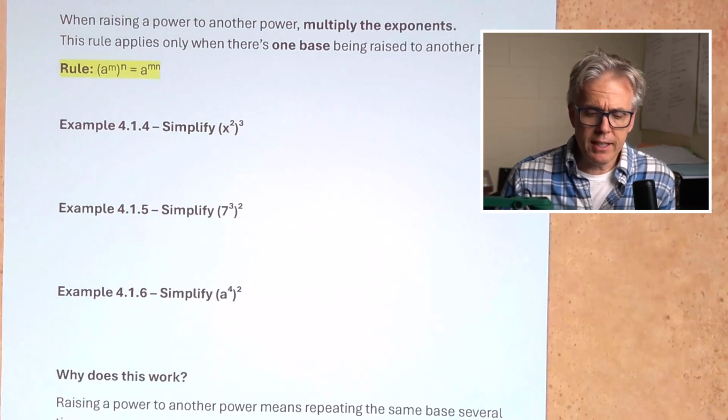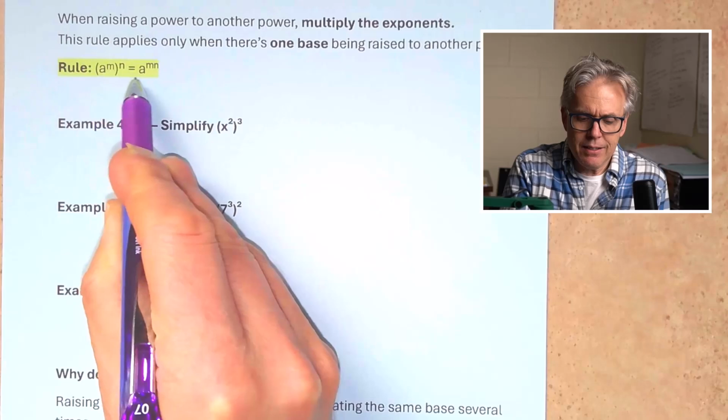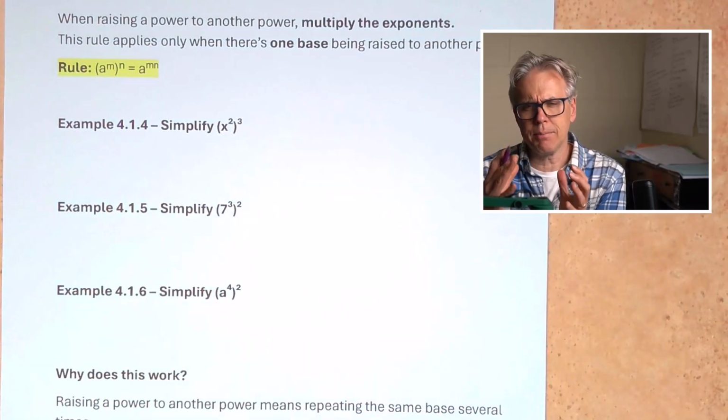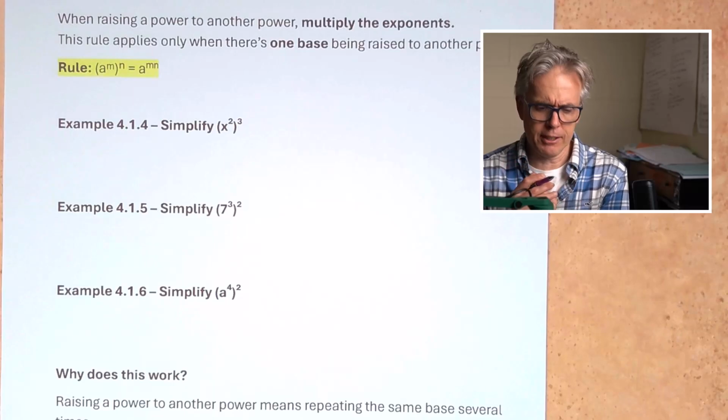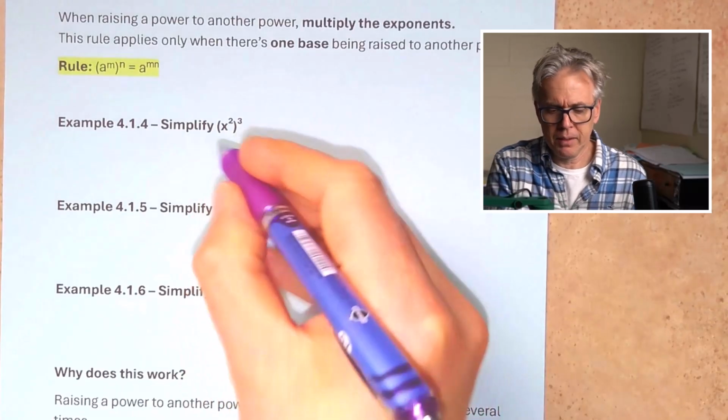All right, let's look at this next one, the power of a power. So we have a to the m to the n equals a to the m times n. So when we have an exponent raised to an exponent, we're going to just multiply those exponents. And again, let's sort of see why that works, so you don't just memorize it.